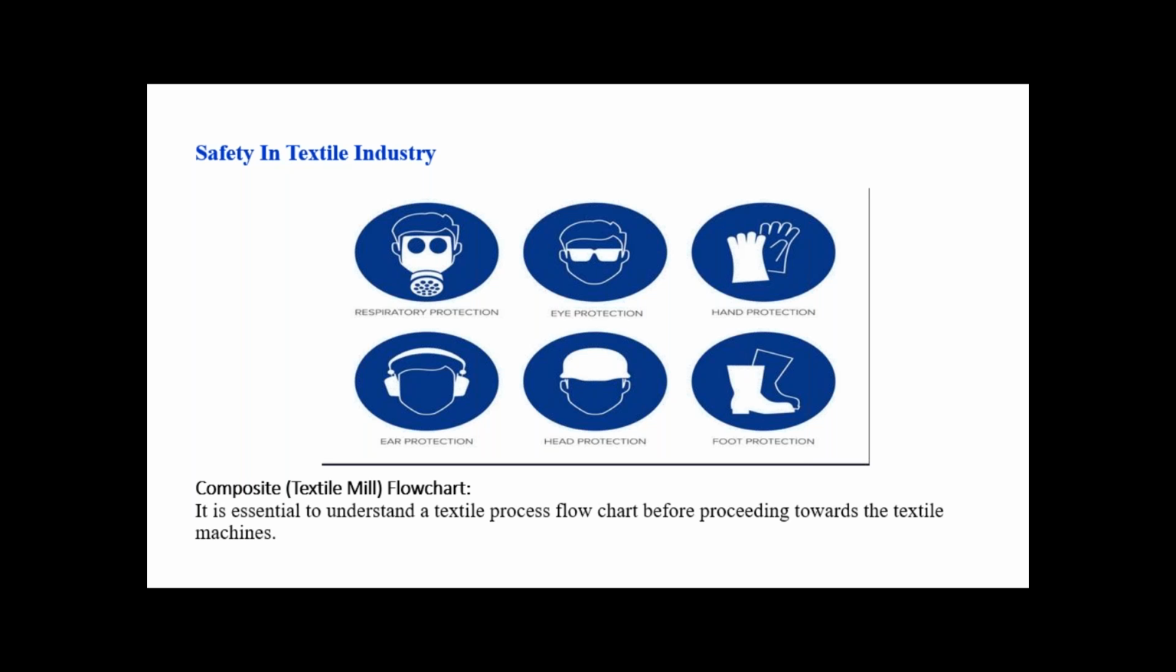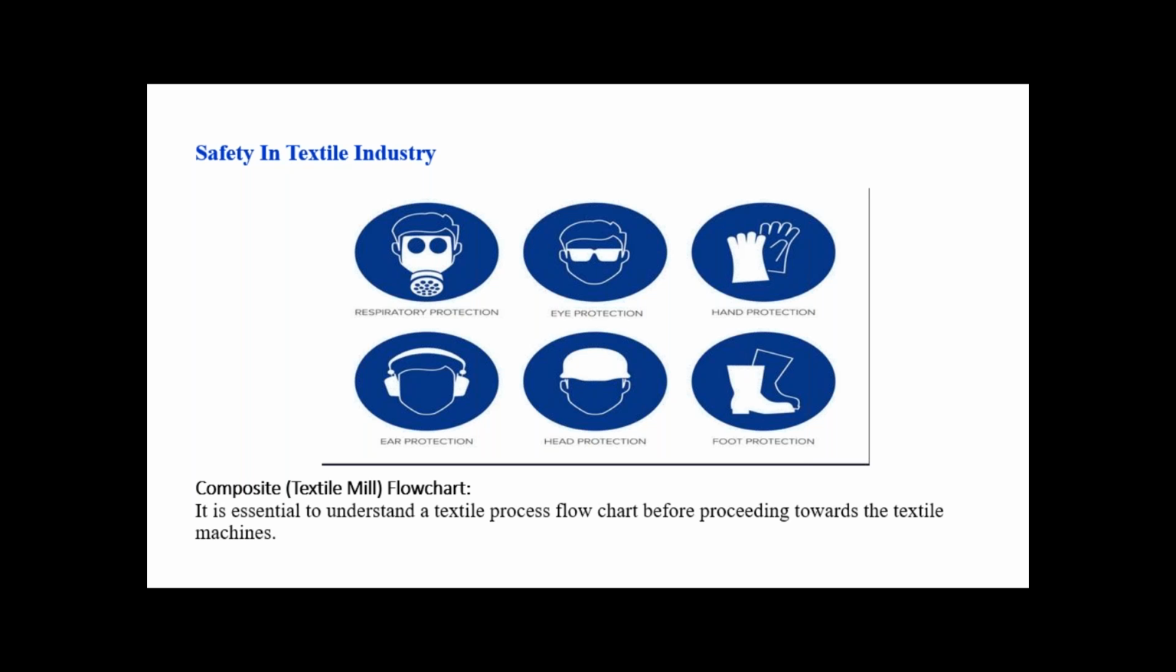Up till now, we discussed different types of hazards, different types of processes, their safety measures, and some of the precautionary measures in the automobile industry, in the steel industry, in foundry operations, in different types of operations, mainly related to metals. Now, we are going to discuss a specific industry.